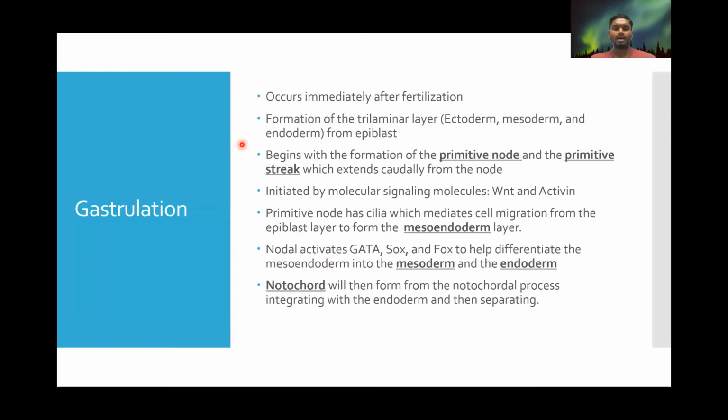And then from here, nodal, which is another signaling protein, will activate chaperone proteins such as GATA, SOX, and FOX, which will then help differentiate this mesoendoderm into the mesoderm and then the endoderm. And then finally, at the very end of the process, the notochord forms. The process of the formation of the notochord is that the notochordal process will develop on its own, then it'll integrate with the endoderm, and then separate to become its own notochord. Now, the notochord is extremely important in the formation, or the neurulation, as well as the morphological shape of the cells. We'll talk about that later.